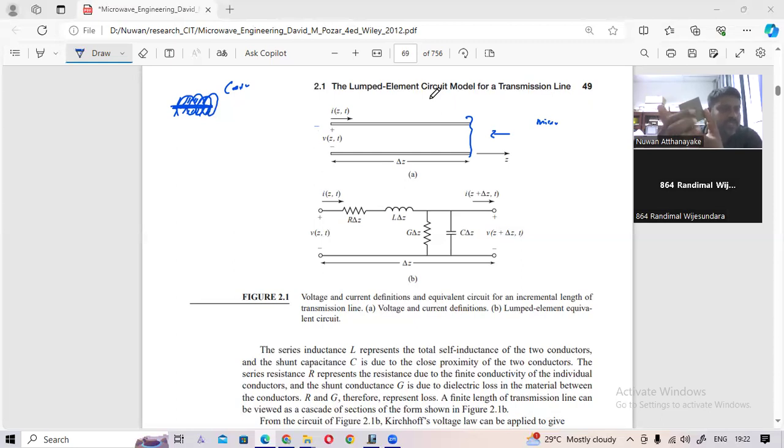If you need to direct the radiation in some direction, or maybe if you want a wide half beam width, you may have to change this structure, change this shape. Then you can have different radiation patterns. That is related to antenna design.